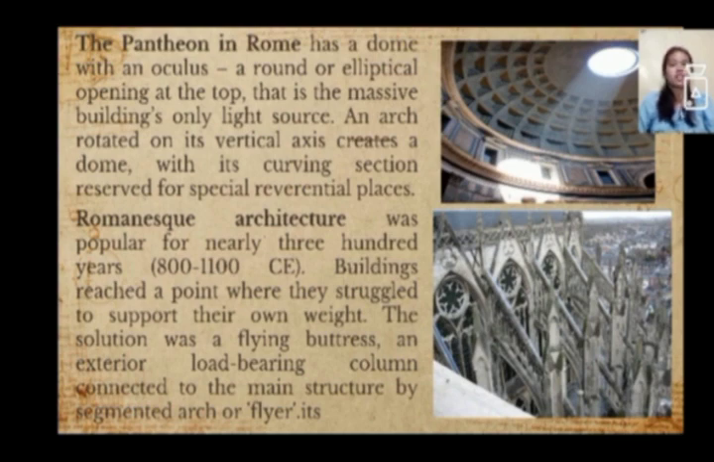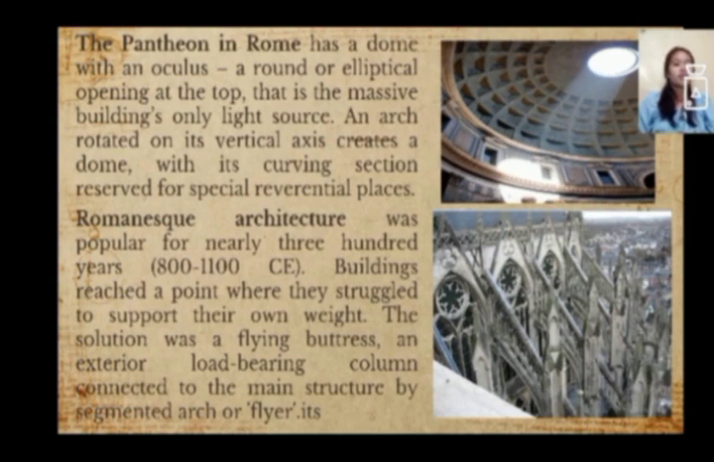An arc rotated on its vertical axis creates a dome with its curving section reserved for special, reverential places. So next we have the Romanesque architecture, and it was popular for nearly 300 years, about 800 to 1100 CE. These buildings reached a point where they struggled to support their own height. As you can see in the picture, it looks like the buildings are leaning.